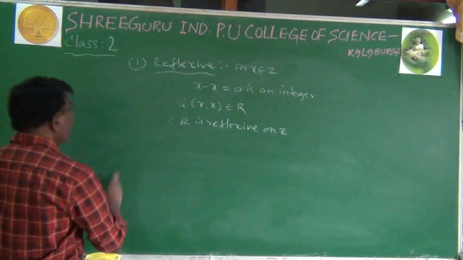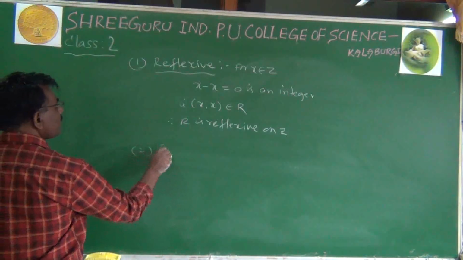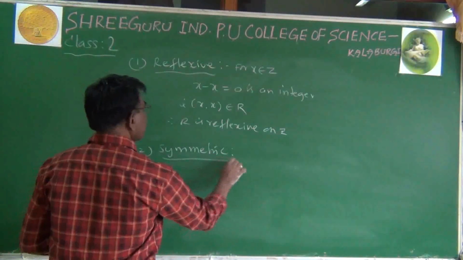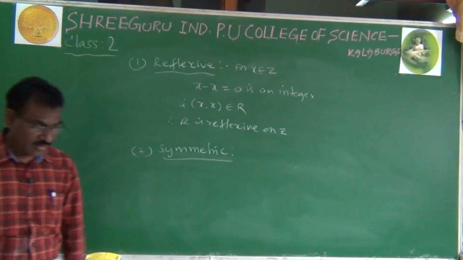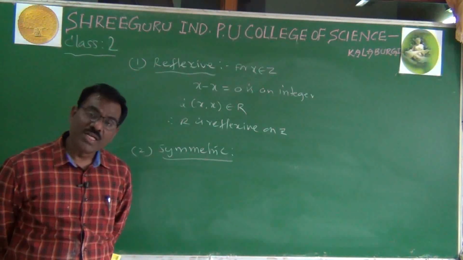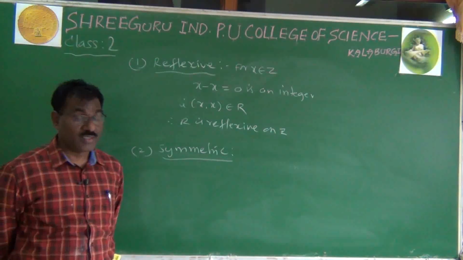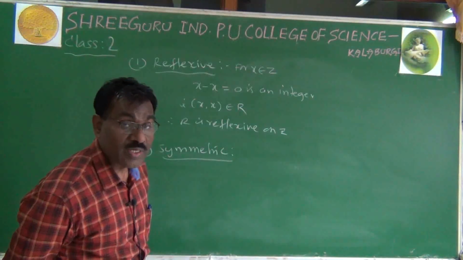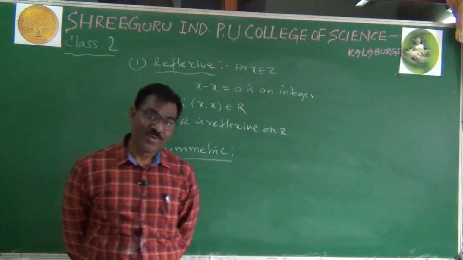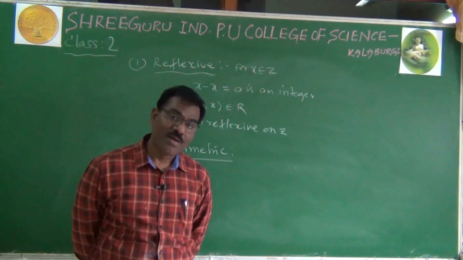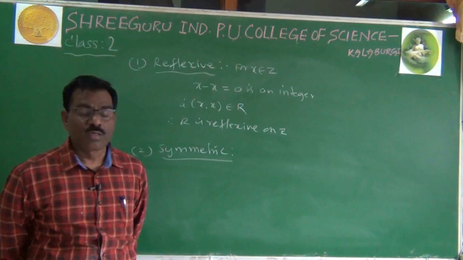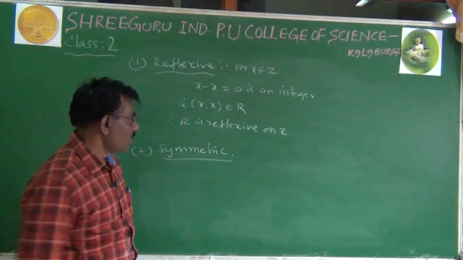Now what is the second one? Symmetric, or symmetricity. In symmetry, how many elements are there? 2 elements. How many ordered pairs are given? 1 ordered pair is given. Which ordered pair is given? A comma B. What do you prove? B comma A. Okay, A comma B is given. We have to prove B comma A.